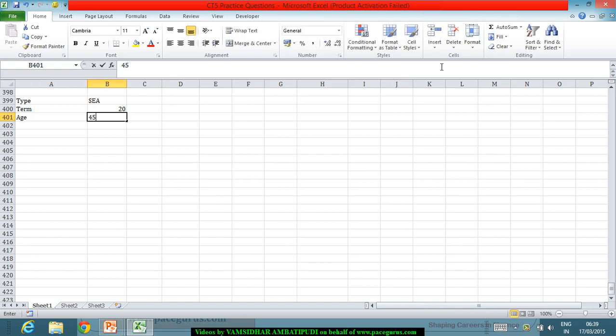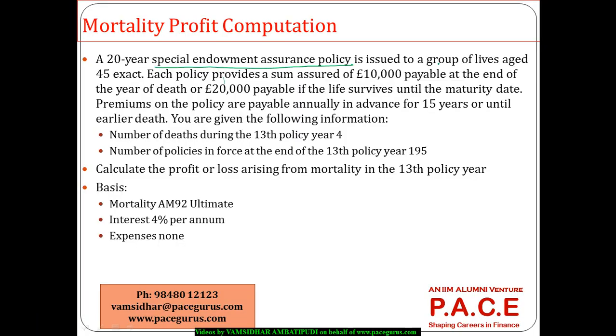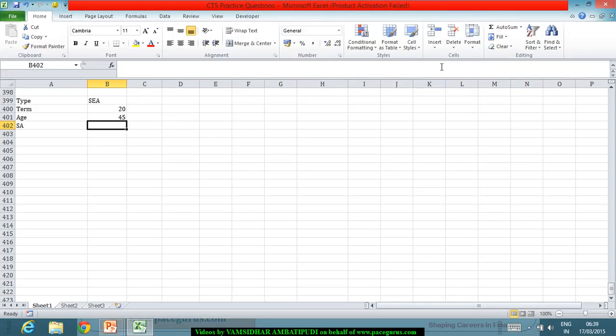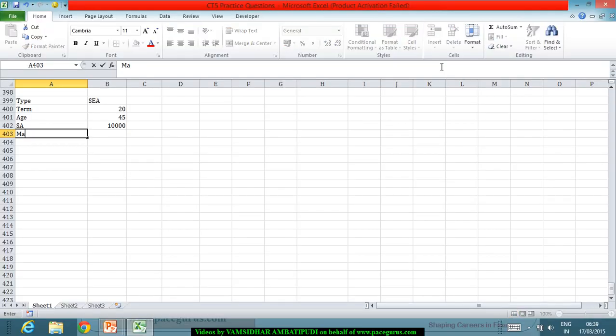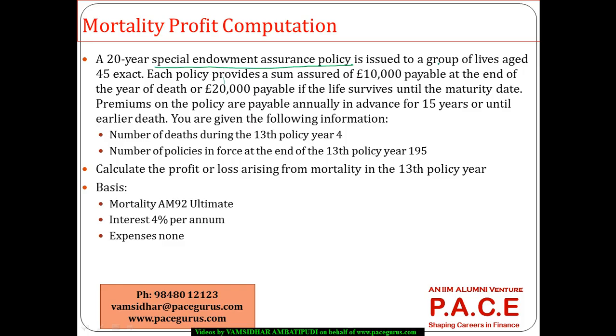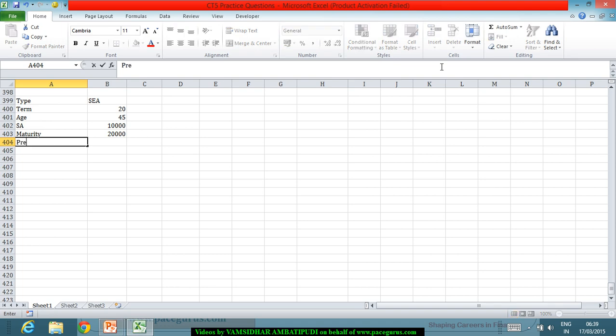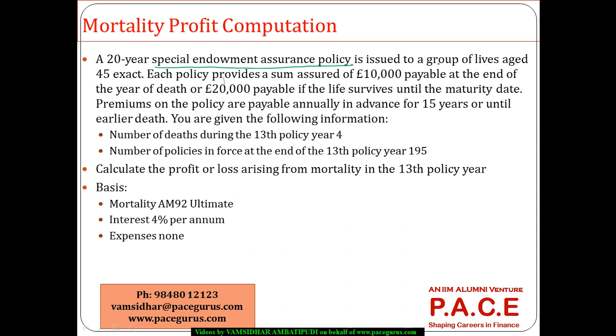Age is 45. Each policy provides a sum assured of 10,000 payable at the end of year of death or 20,000 payable if the life survives until the maturity date. So the maturity benefit is 20,000. Premiums on the policy are payable annually in advance for 15 years only. Premiums are not for the entire period, 15 years only or until the earlier death.